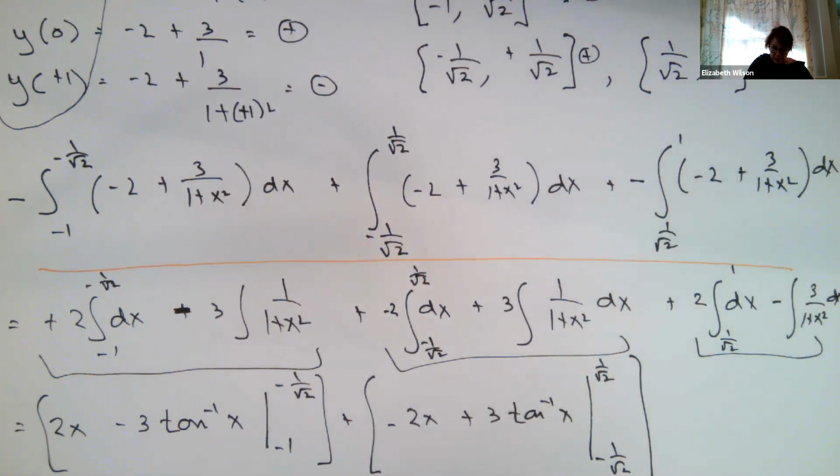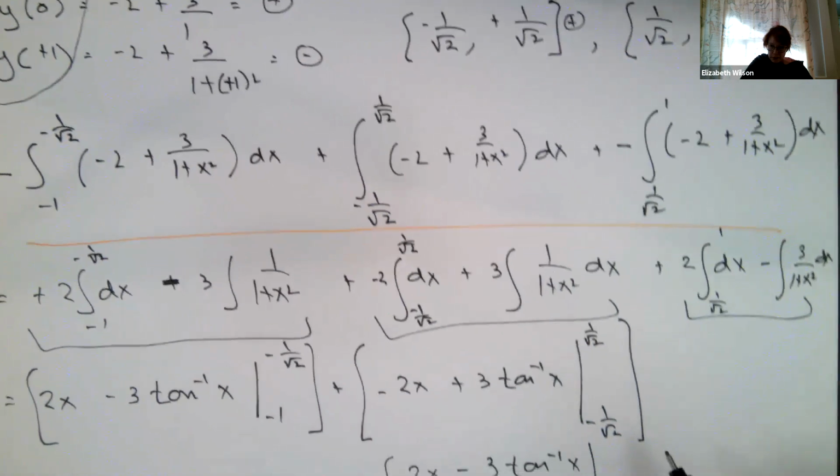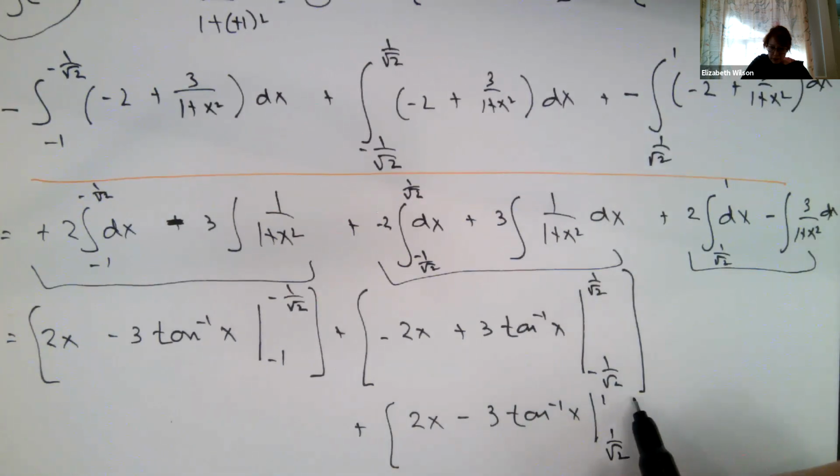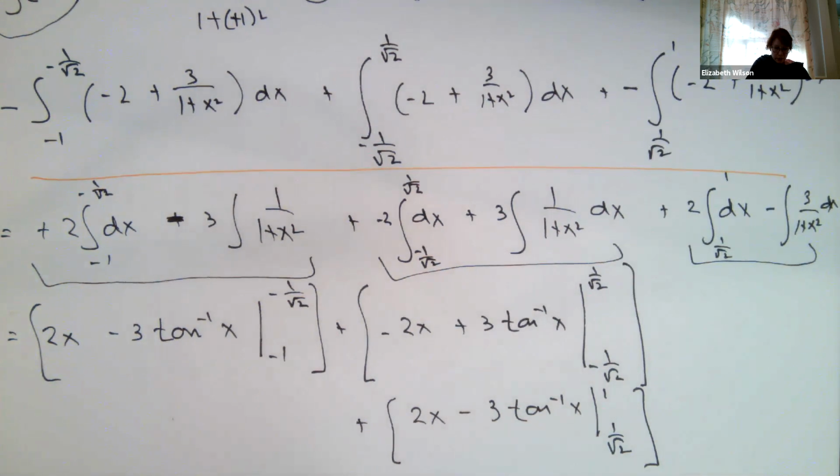And then plus same thing, right? We're doing all the same stuff. So 2x minus 3 inverse tangent of x, and that's going from 1 over radical 2 to 1. Can you guys see that? Right, it's a lot of work. And then you can make sure you're in radian mode if you want to plug this in to get an actual number. You're going to need this. This is your antiderivative.